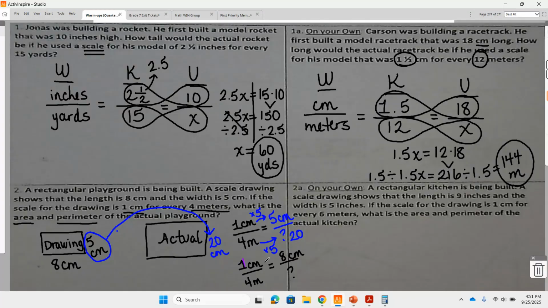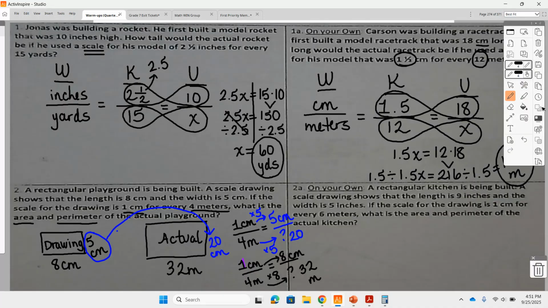Okay, so again, going across here, our proportion times by what? If you were thinking times by 8, yes. So 4 times 8 would be 32 meters. I need to change that as well, 32 meters. So this one needs to change to meters. Sorry about that.